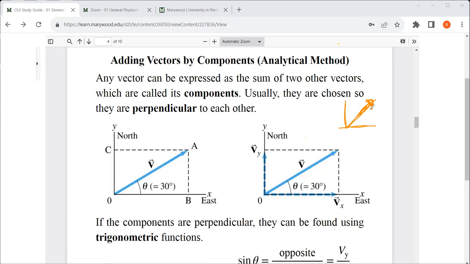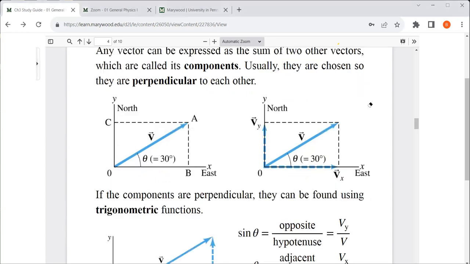Okay, or if we have two components of a vector, we can add them together to get that vector. So how it works mathematically, let me show it. To understand this, you need to understand some trigonometry. If you forget the trigonometry, it's okay, just review this lecture.